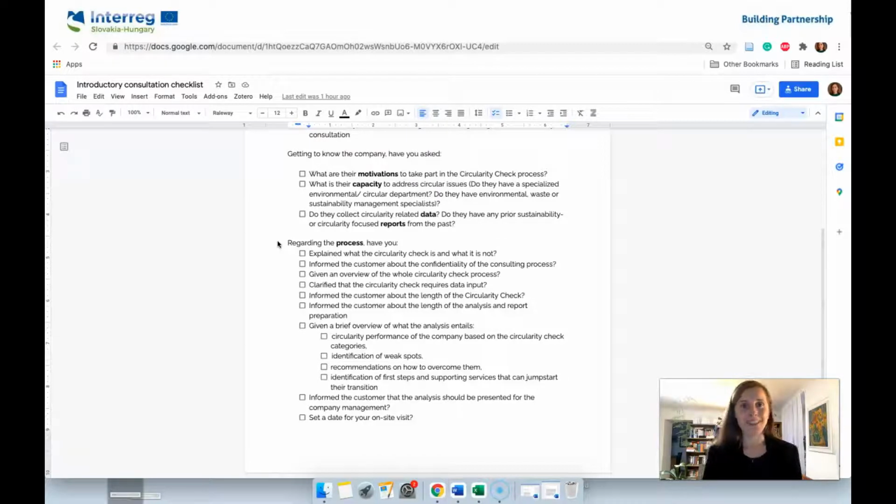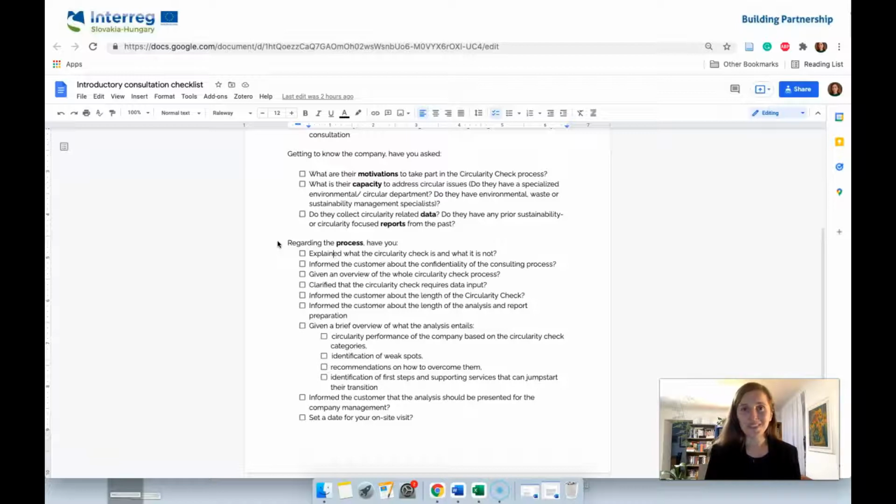So you should explain that it should entail an overview of the circularity performance of the company based on the circularity check categories. Based on the circularity check assessment, you will identify the weak spots and propose some steps to overcome them. And also that you might recommend any supporting services that could help them in these first steps.